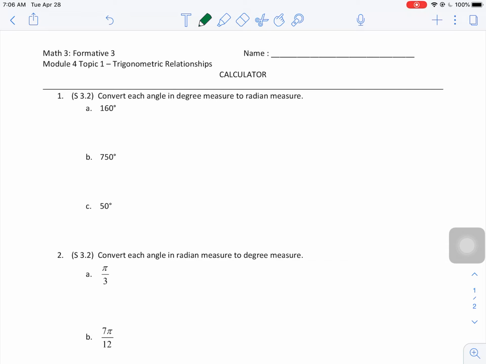Math 3, Unit 9, Formative 3, Module 4, Topic 1, Part 2. Number 1, convert each angle in degree measure to radian measure.